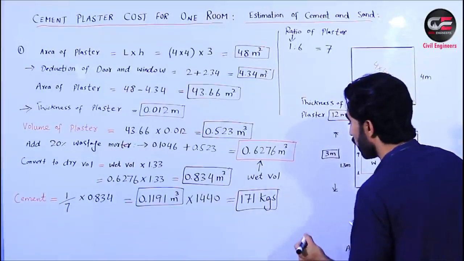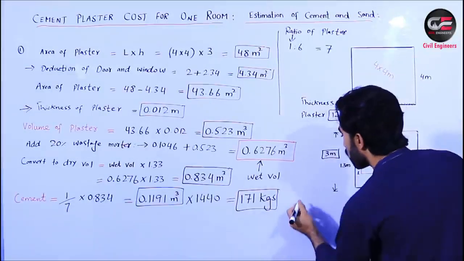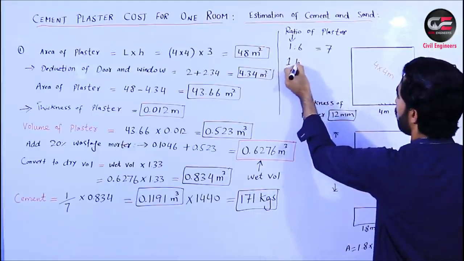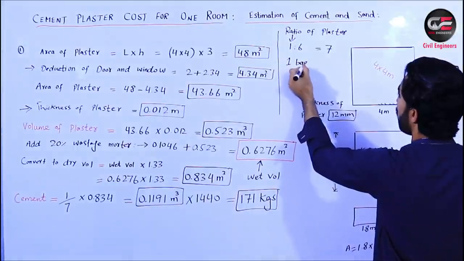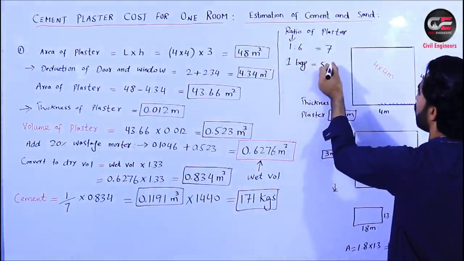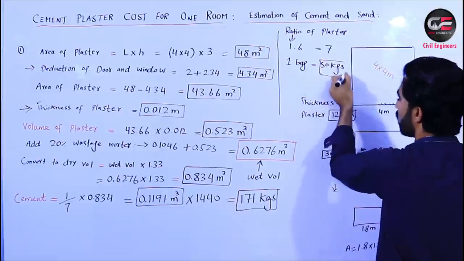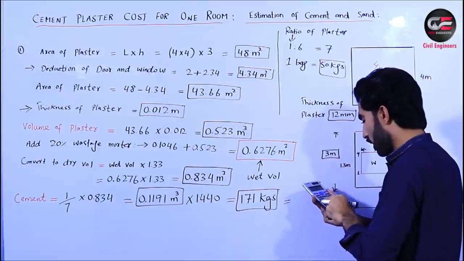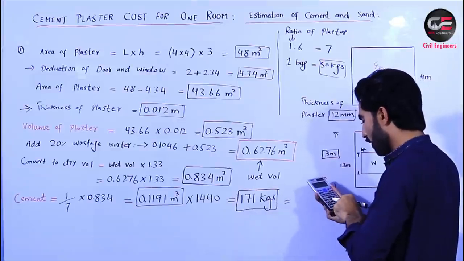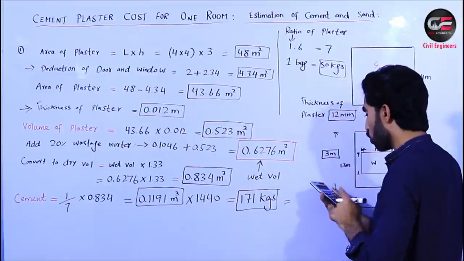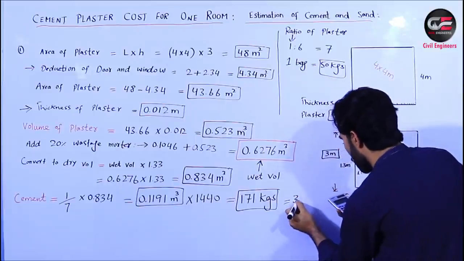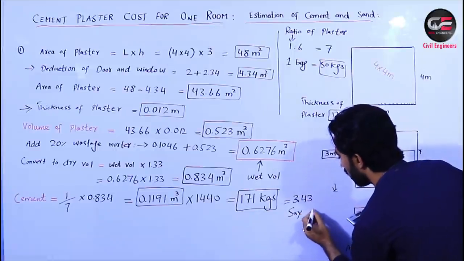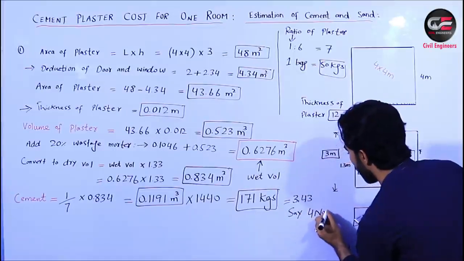Now guys, convert it to bags. Remember, one bag of cement is 50 kg, so this kg should be divided by 50. So we require 3.43 bags, so say 4 bags required.